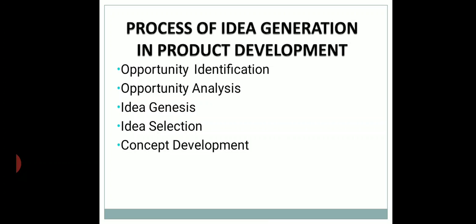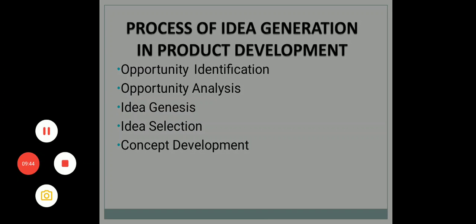And then comes concept development. Once your idea is selected, you need to develop that idea into a concept which will finally come onto paper.